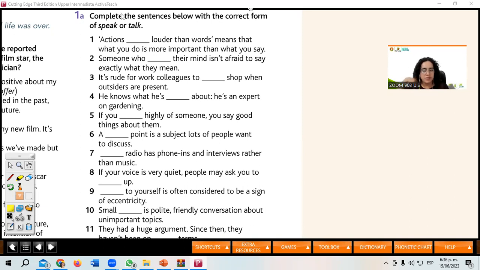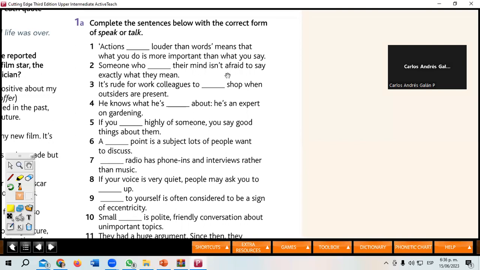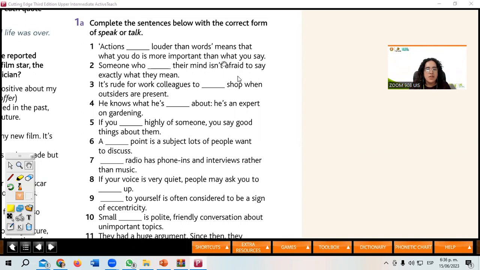Carlos, for number 3. Okay, teacher. Number 3: it is rude for work colleagues to talk shop when outsiders are present. Yes, to talk. Then, Elkin, number 4. He knows what he's talking about. He's an expert on gardening. Yes. Gardening. All right.